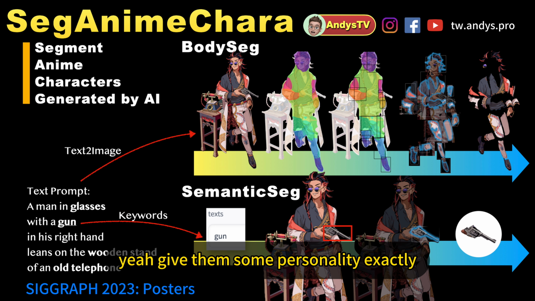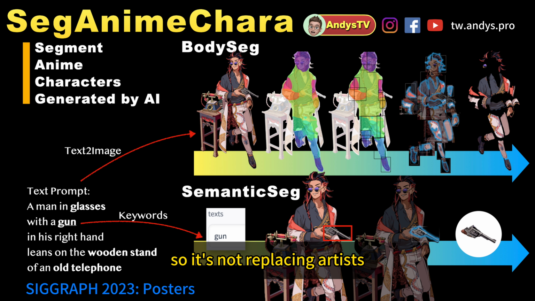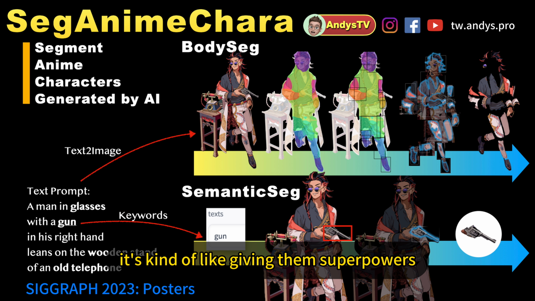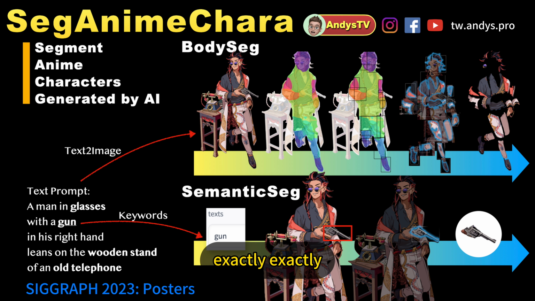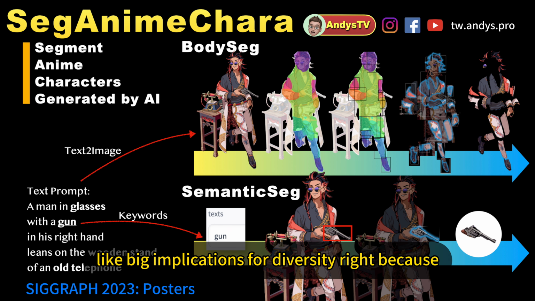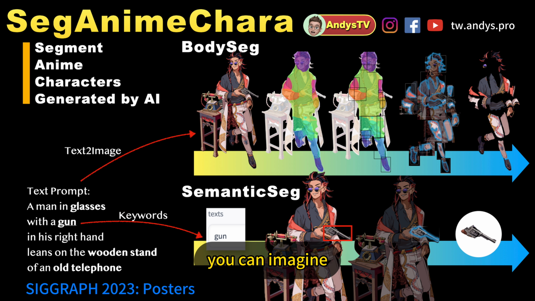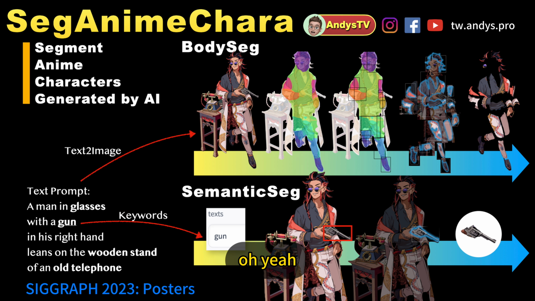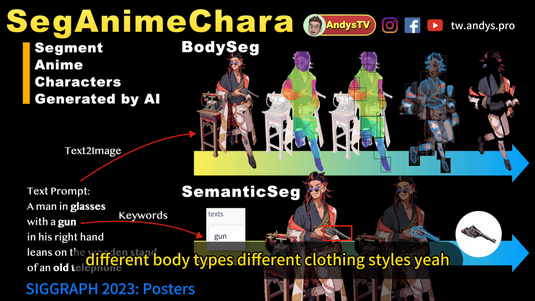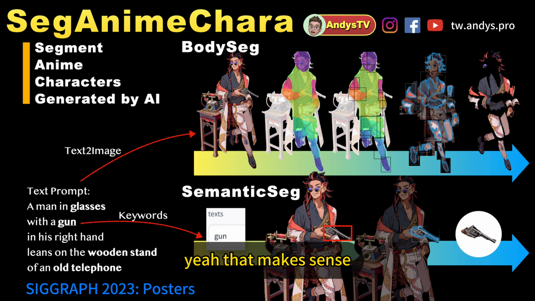Yeah, give them some personality. Exactly. So it's not replacing artists. It's kind of like giving them superpowers, to focus on the cool stuff. Exactly. And I think it also has big implications for diversity, right? Because you can imagine being able to generate a wider range of characters. Oh, yeah. Way more easily. Different body types, different clothing styles. All of that. Yeah, that makes sense.